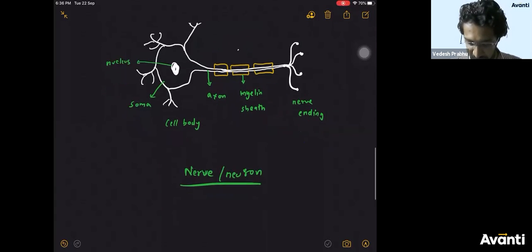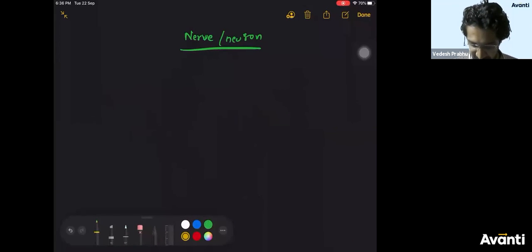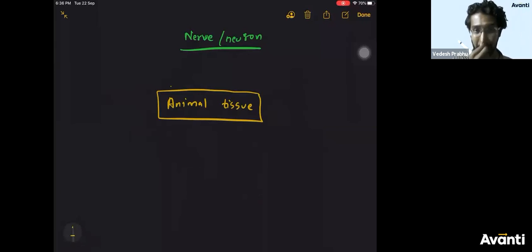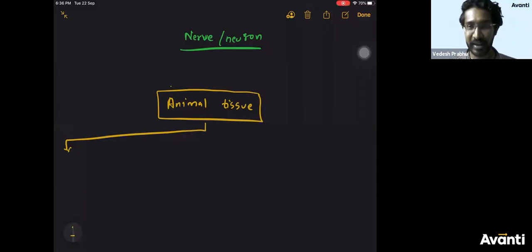Now real quick, we'll do the complete summary of the entire animal tissue, and I'll show you the entire animal tissue summary video. So animal tissue. This is the full flow chart of animal tissue. Now who can tell me how many categories are there in the classification of animal tissue? Animal tissue is categorized into how many parts?